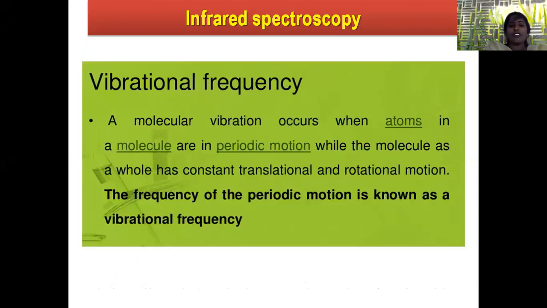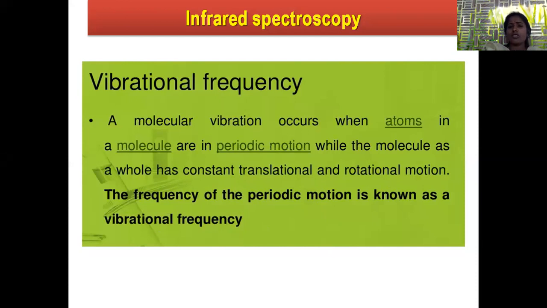Now, vibrational frequency. A molecular vibration occurs when atoms or molecules are in periodic motion. They have constant translational and rotational motion. The frequency of periodic motion is known as vibrational frequency. The amount of energy required to vibrate the molecule is called the vibrational frequency. That vibrational frequency ranges from 10 centimeter inverse to 12,500 centimeter inverse.